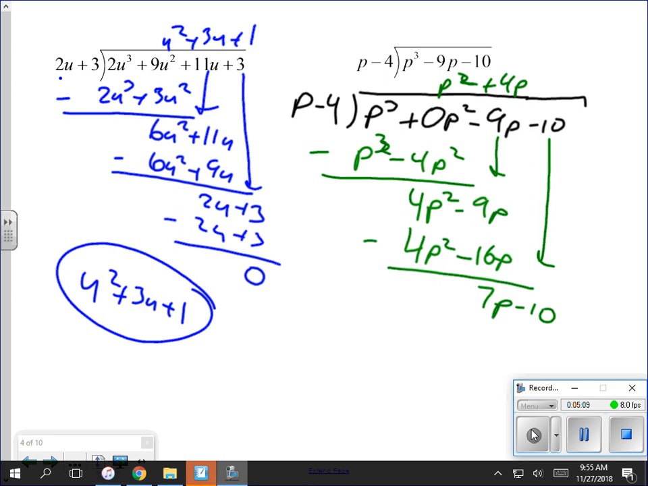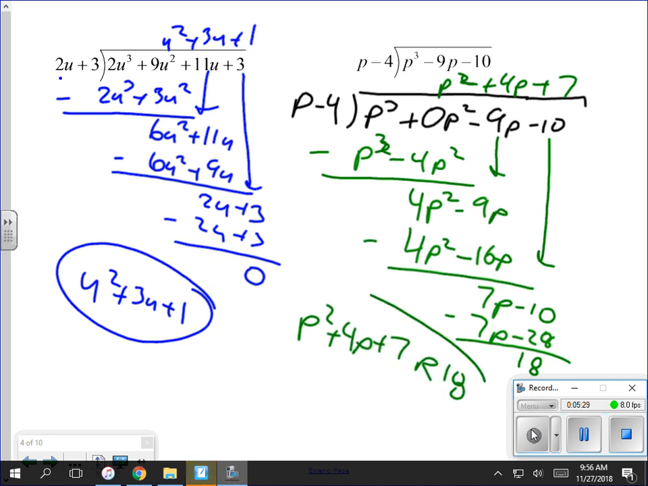p goes into 7p 7 times. I get 7p minus 28. Subtract. Negative 10 minus negative 28 is positive 18. So my answer is p squared plus 4p plus 7 with a remainder of 18.